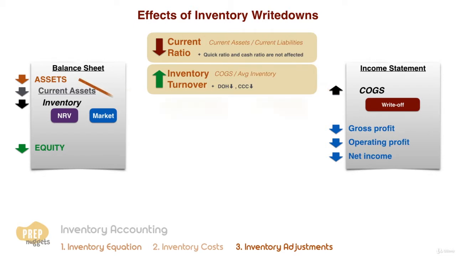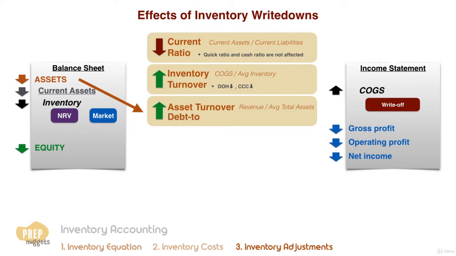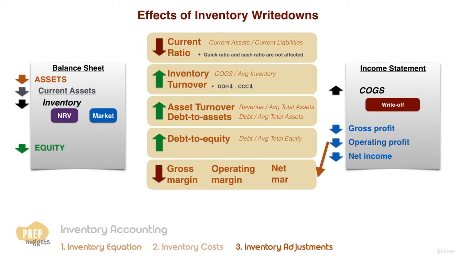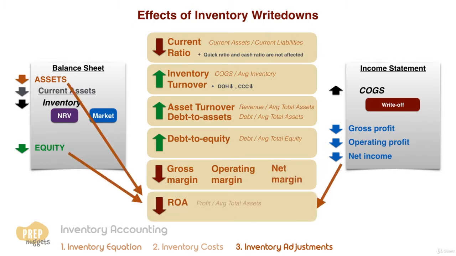The decrease in total assets increases total asset turnover. The debt-to-assets ratio is also increased due to the reduction in average total assets. The decrease in total equity causes the debt-to-equity ratio to increase. The decrease in profits reduces gross margin, operating margin, and net margin. The percentage decrease in net income can be expected to be greater than the percentage decrease in assets or equity. As a result, both ROA and ROE are decreased.